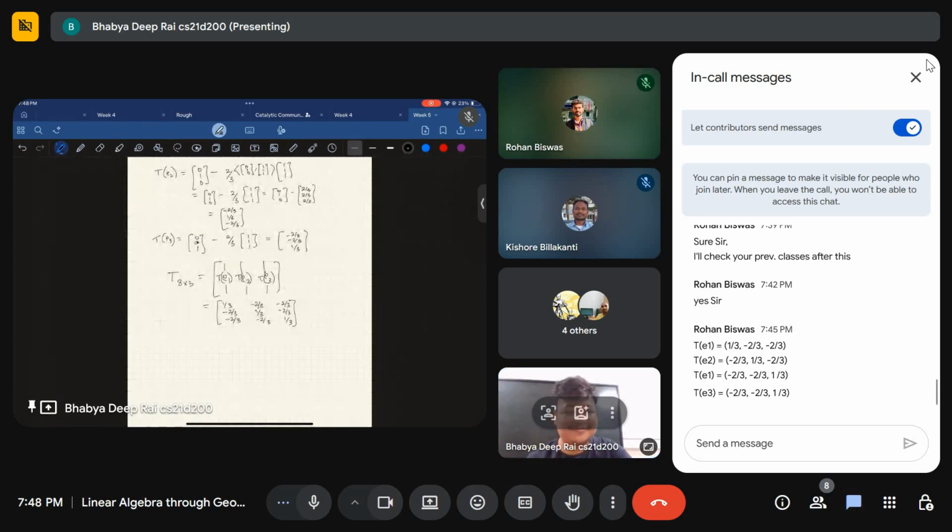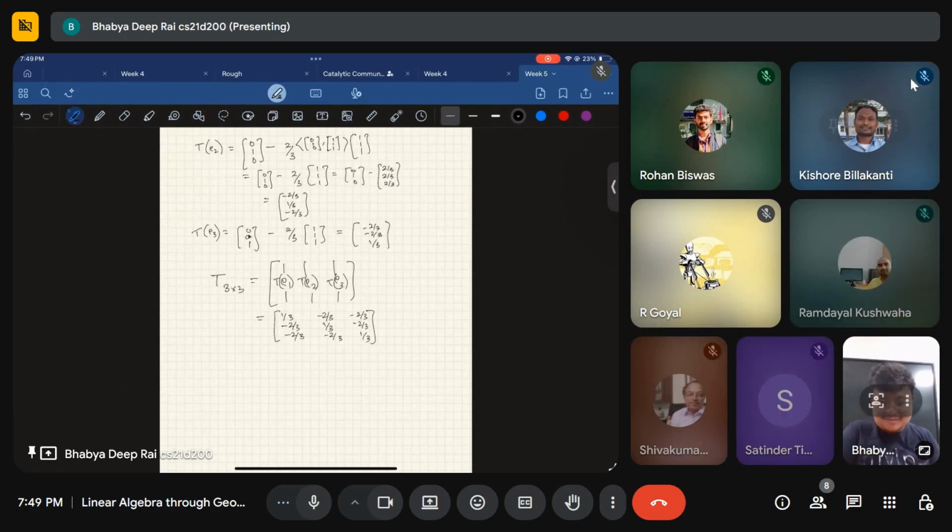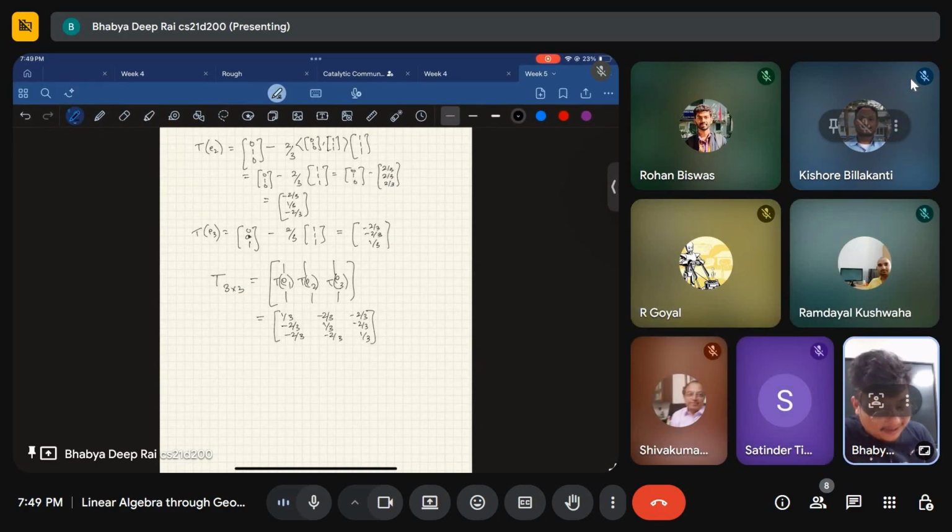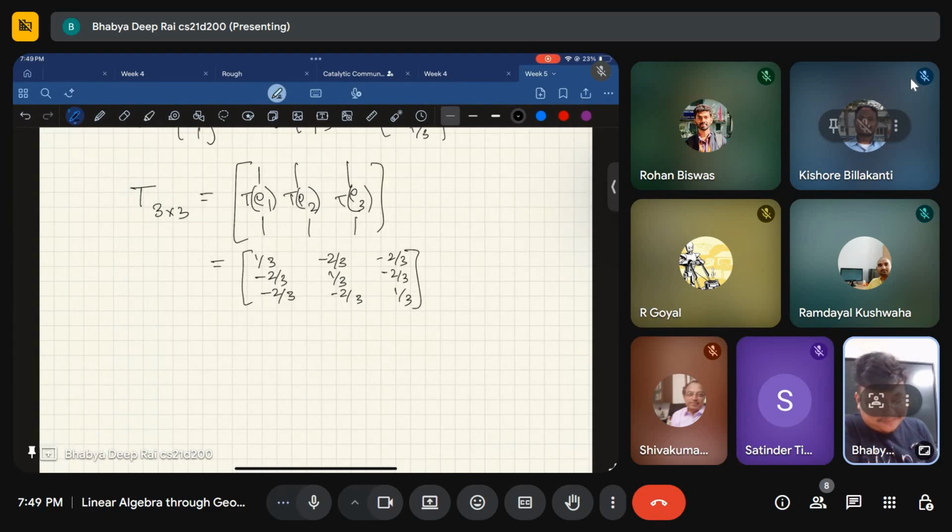Now, okay, see, this is the thing. This matrix represents reflection across the plane x plus y plus z equals 0. Okay, good.